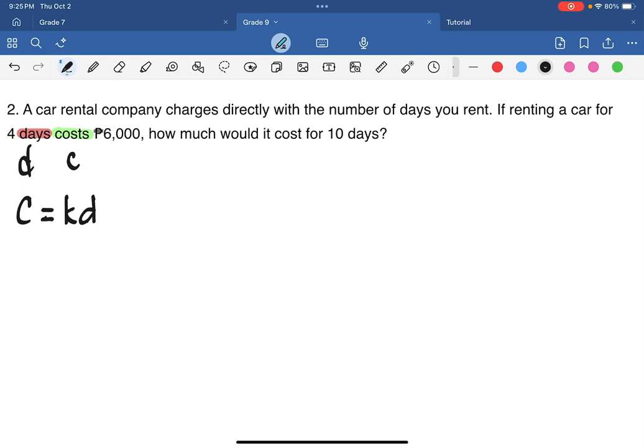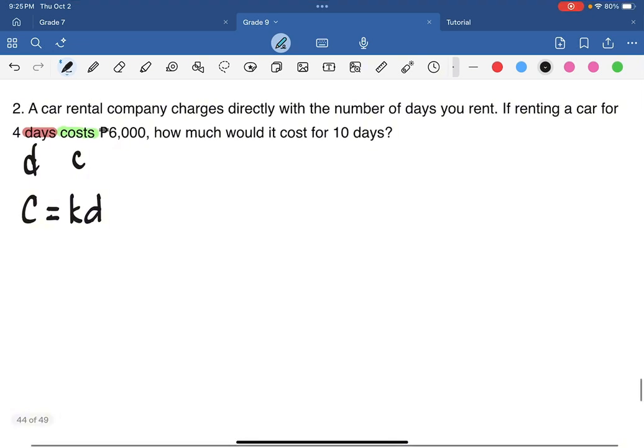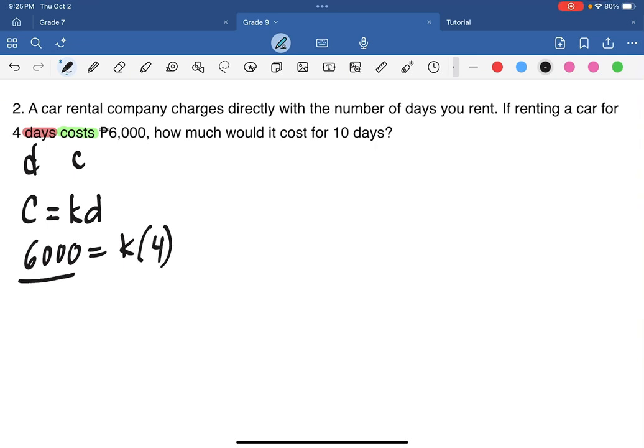Now, based on the first given, the value of C is 6,000 pesos. So we write here 6,000 equals K times the value of D, or days, which is 4. Divide both sides by 4 in order for us to have a coefficient of 1. So 4 and 4 cancel, and we are left with K. Now 6,000 divided by 4 is 1,500. So this is the value of our constant.